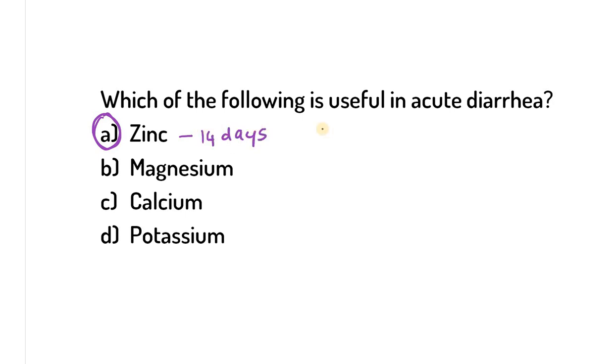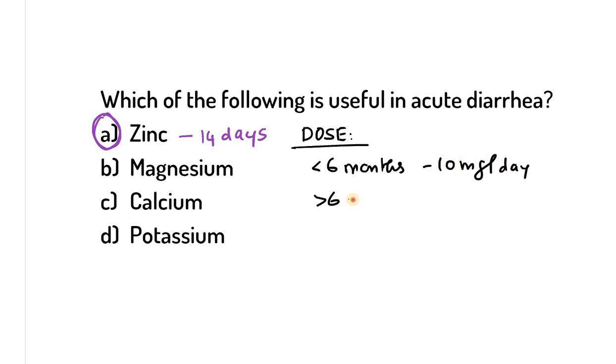And also very important, according to the program guidelines, what is the dose? In a child less than 6 months, you are going to give 10 mg per day. And for children more than 6 months of age, you are going to give 20 mg per day. This is very important.